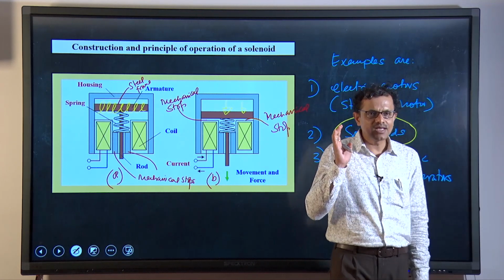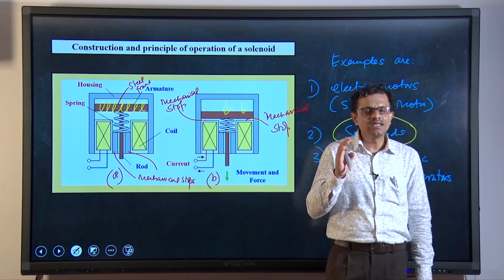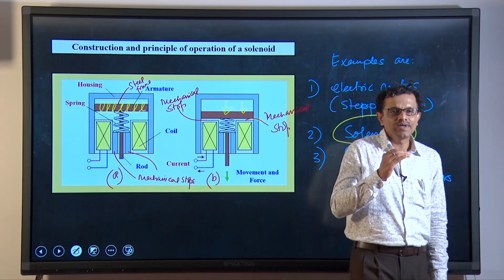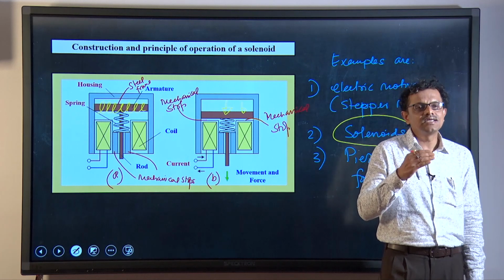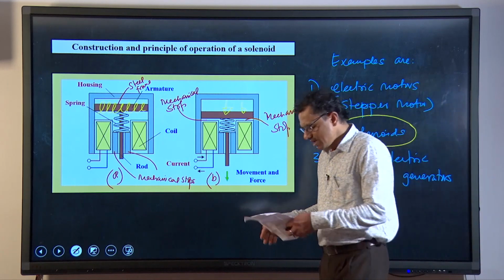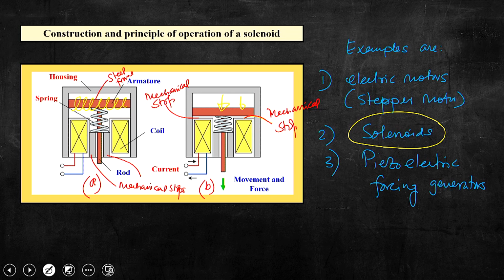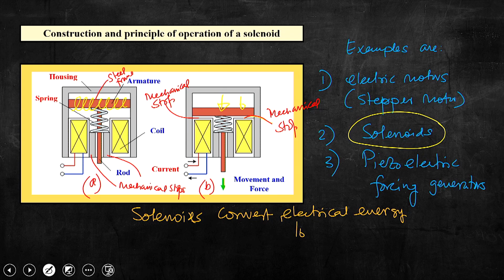So, in the first case, the solenoid is basically a type of actuator wherein an electrical signal is converted to linear motion. I forgot to write that: solenoids convert electrical energy to linear motion.